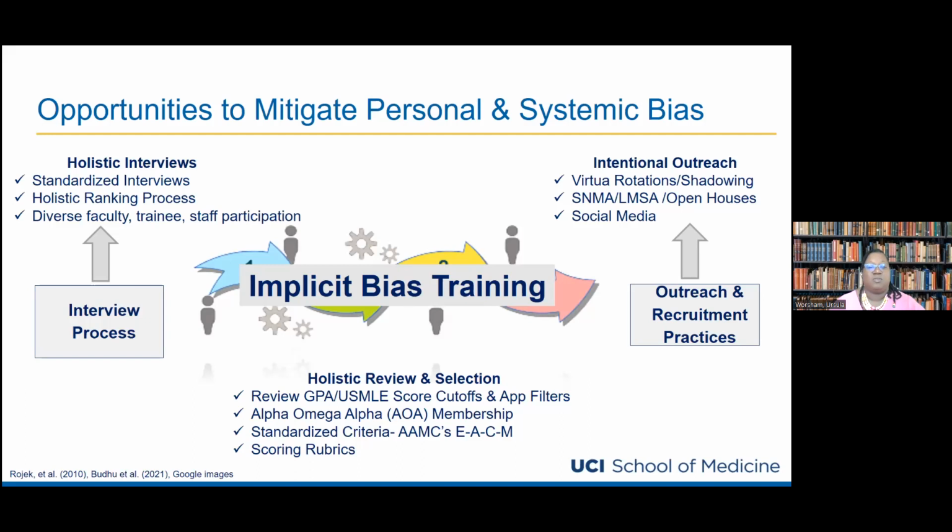Additionally, a holistic review and selection is a very key component of the work that we do. We want to make sure that we incorporate equitable review when it comes to GPA and USMLE score cutoffs. This probably would have been more of an impact related to those who are taking the exam before pass/fail, but also be mindful of how we're filtering candidates.